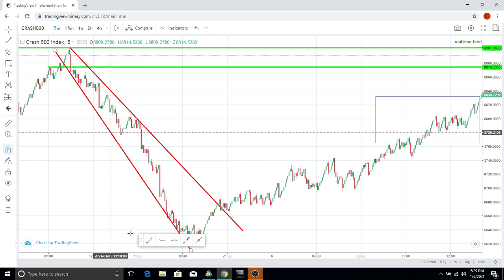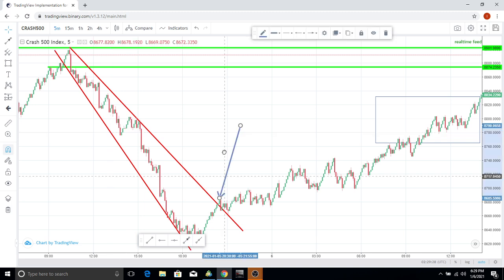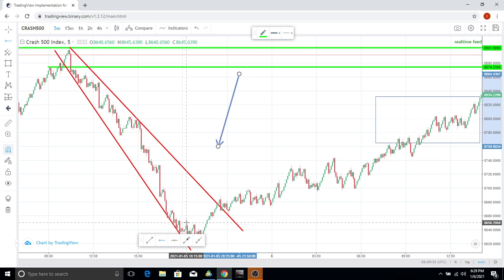Now there was a retest. It came down again to the trend line. At this point, we have to take our trade. Then, when we take our trade, where is our first TP, second TP, and all that? We said we'll take TP at the first level of resistance.